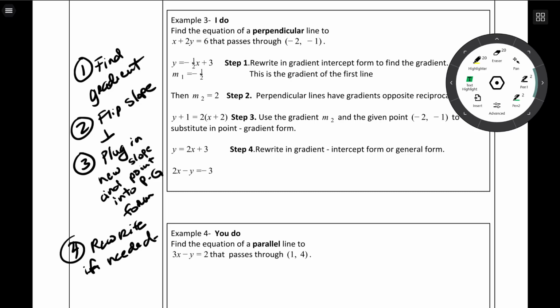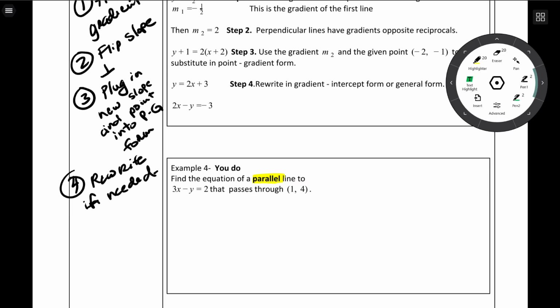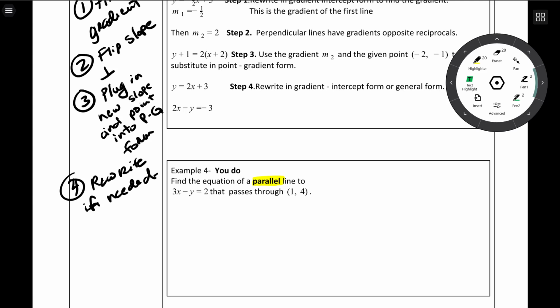Okay, let's go ahead and take a look at this next one. This one's slightly different. Now we've got to pay attention. Find the equation of a parallel line to 3x minus y equals 2. It's going to be kind of the same idea, except here we're not going to do step number 2. Step number 2 is going to be out. Okay? All right, so let's go ahead and undo that right there. We don't need him. Now, 3x minus y equals 2, and it passes through the point (1, 4).